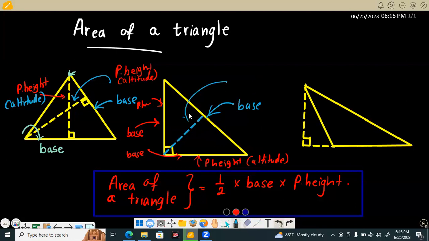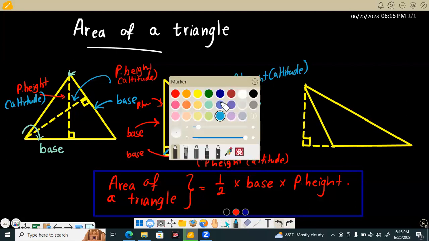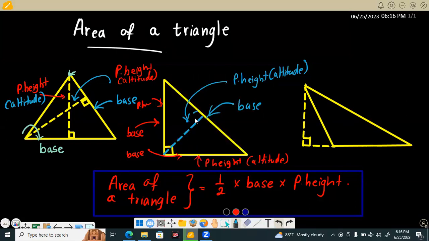Okay, this is the perpendicular height, or we call the altitude. Is this clear? This is the perpendicular. Now in this case, if you consider this as the base, then this is the altitude, or we call perpendicular height.